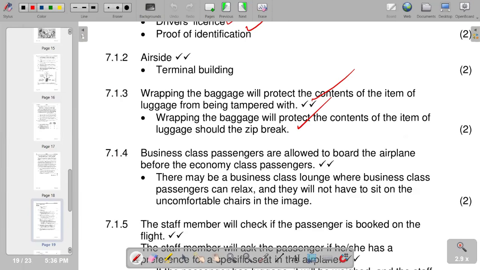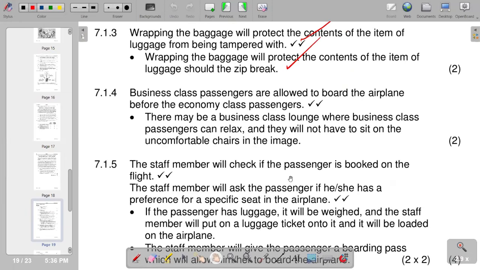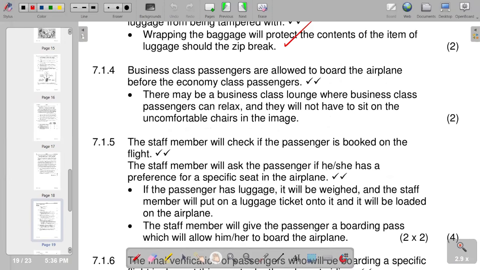The staff member will check if the passenger is booked on the flight. The member will ask the passenger if he or she has a preference for a specific seat in the airplane. If the passenger has luggage, it will be weighed, and the staff member will put a luggage ticket onto it, and it will be loaded on the airplane. The staff member will give the passenger a boarding pass, which will allow him or her to board the airplane. These are the points for 7.1.5.